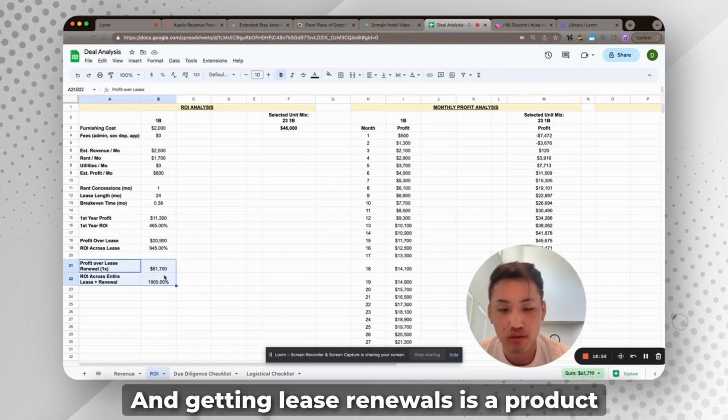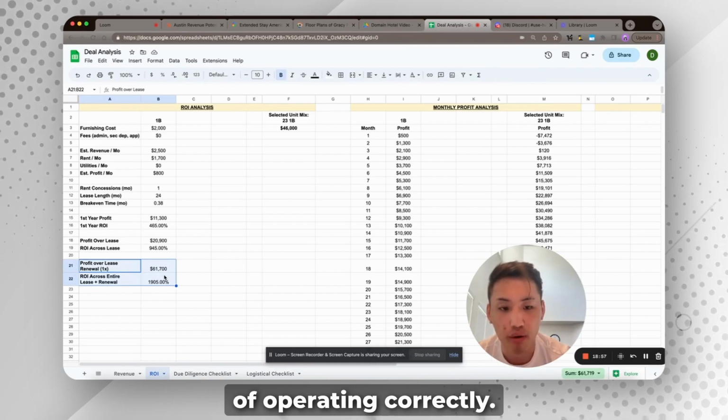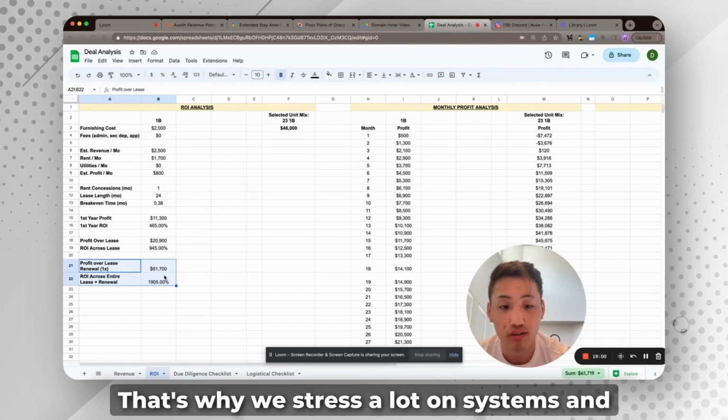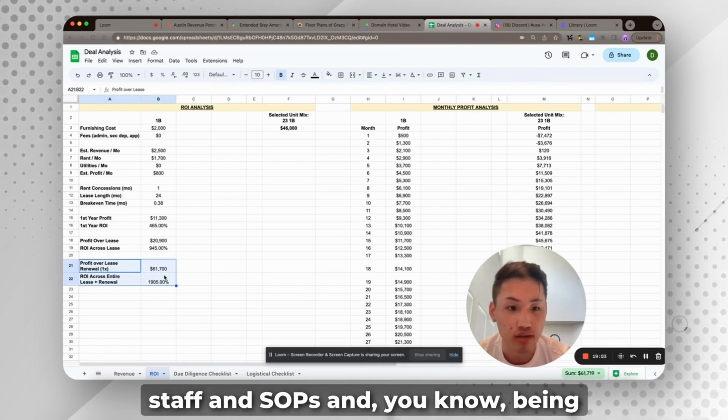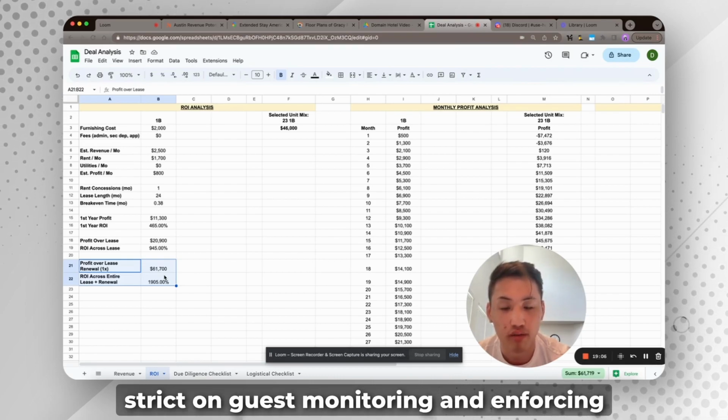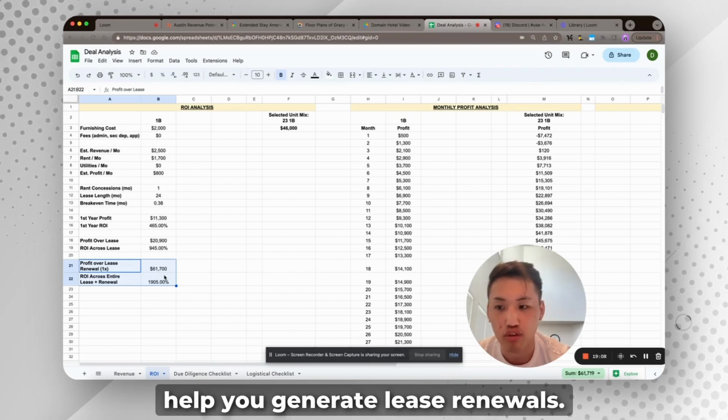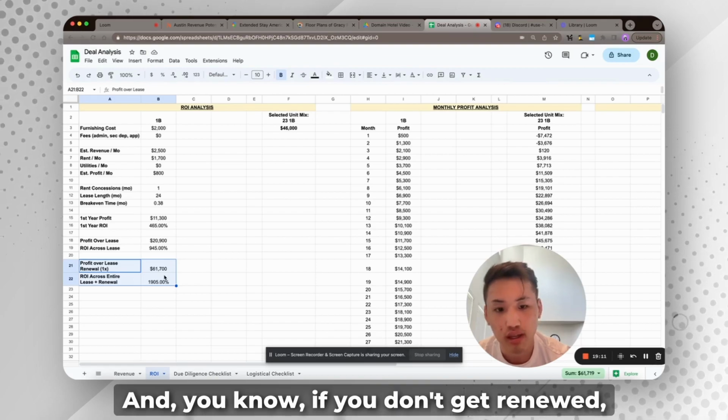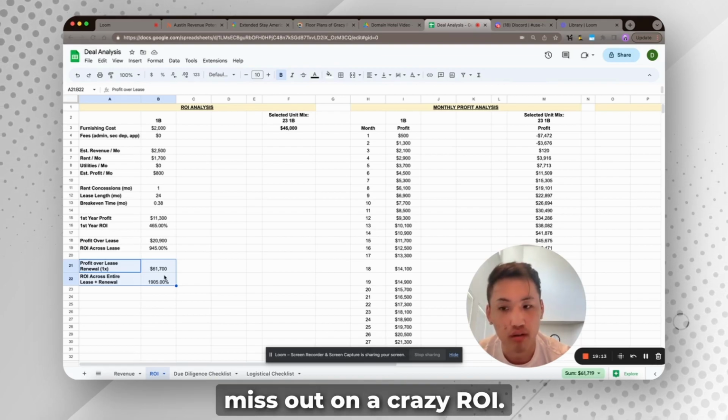And getting lease renewals is a product of operating correctly. That's why we stress a lot on systems and staff and SOPs, and being strict on guests, monitoring and enforcing guest behavior, because that's going to help you generate lease renewals. And if you don't get renewed, then you basically miss out on a crazy ROI, right?